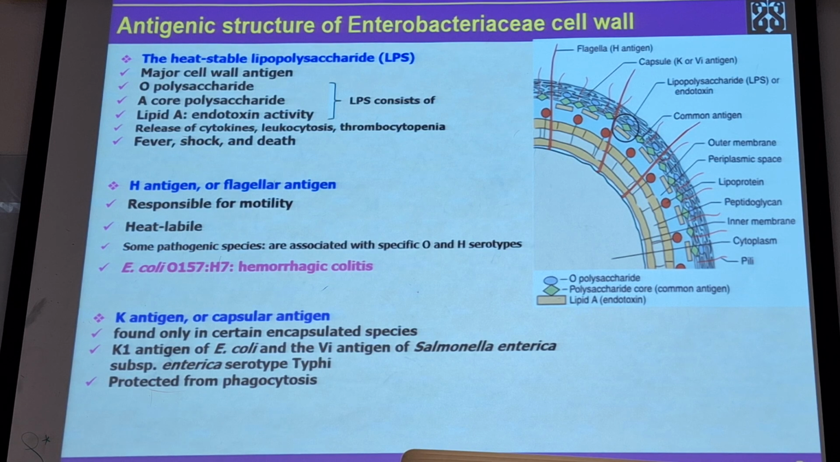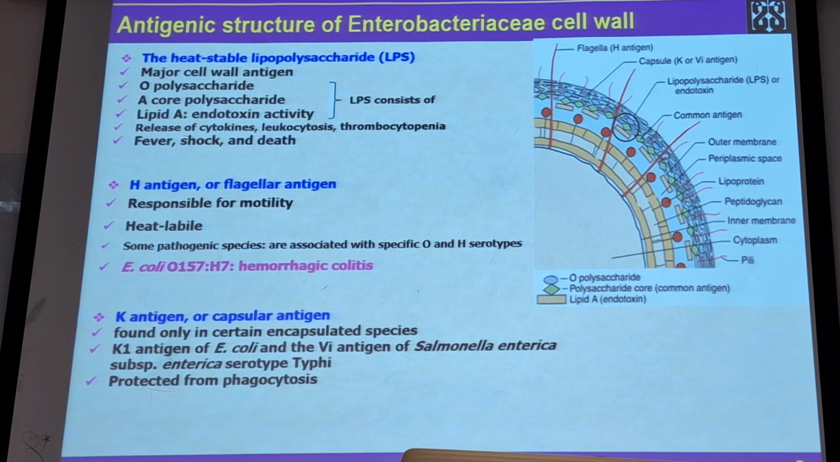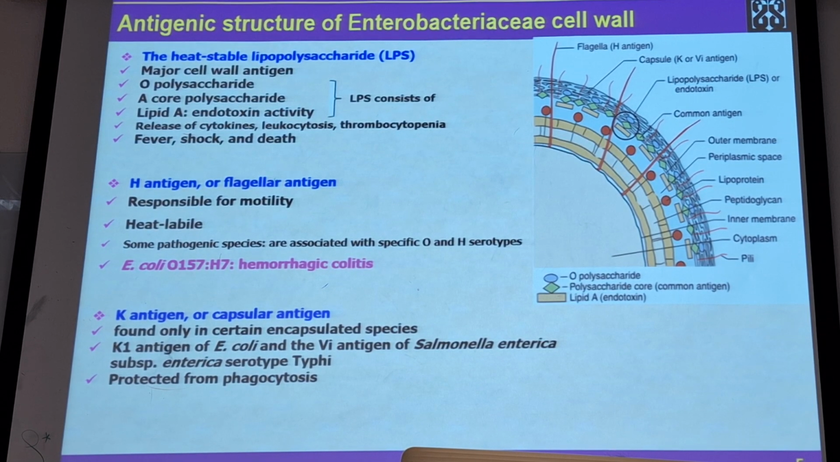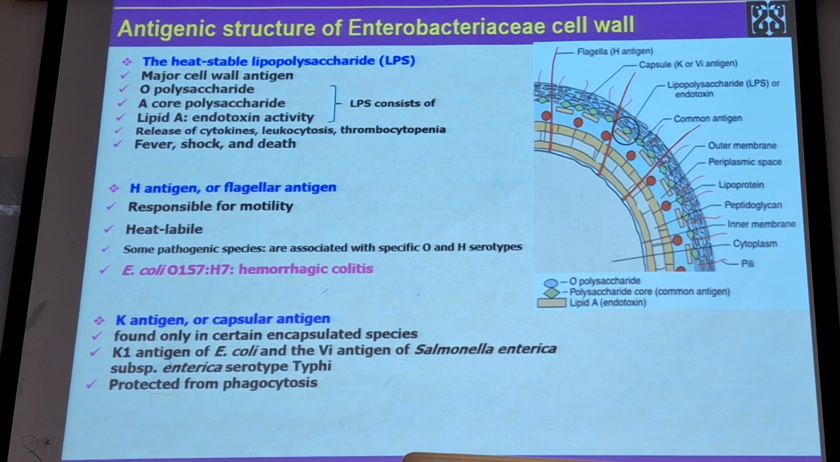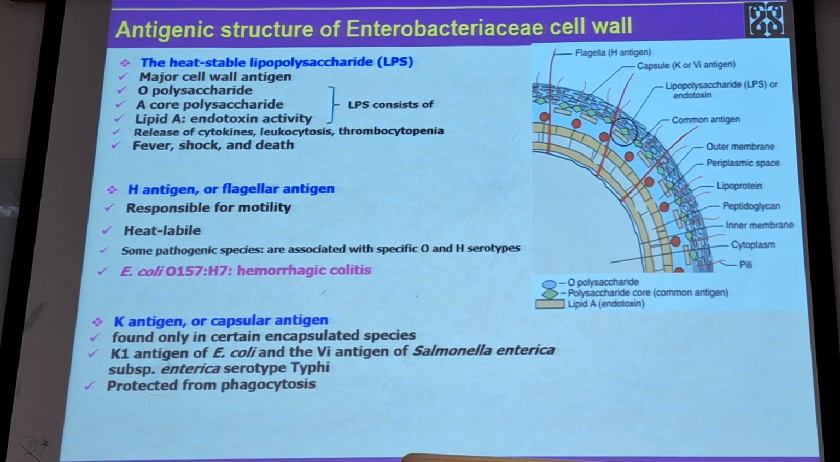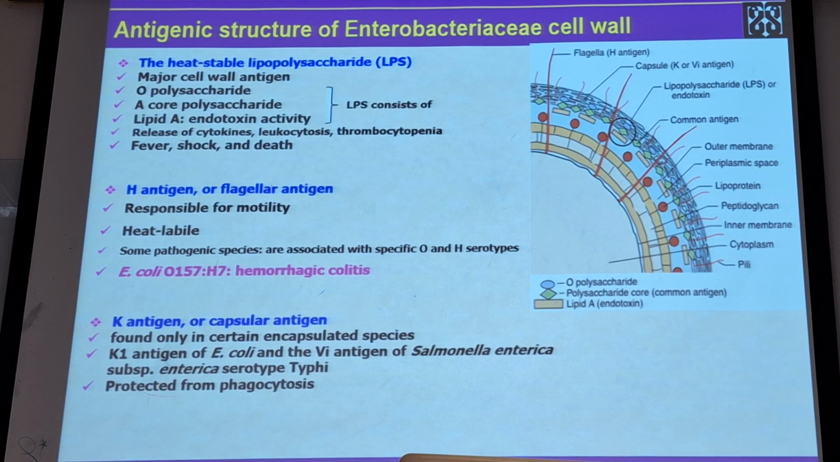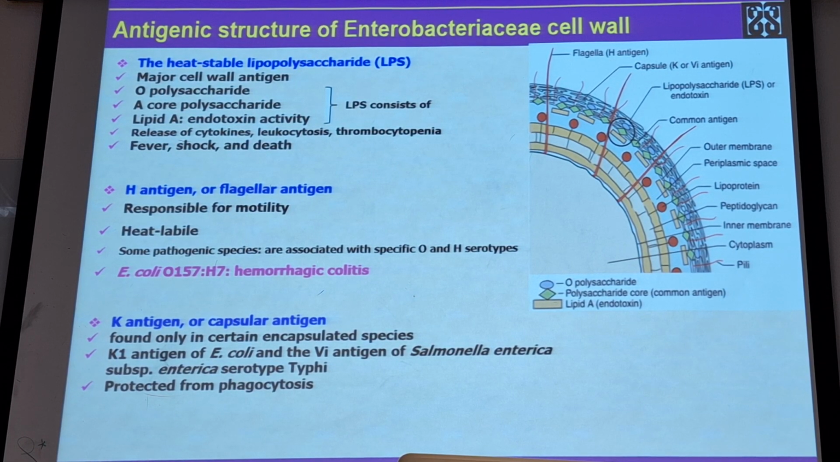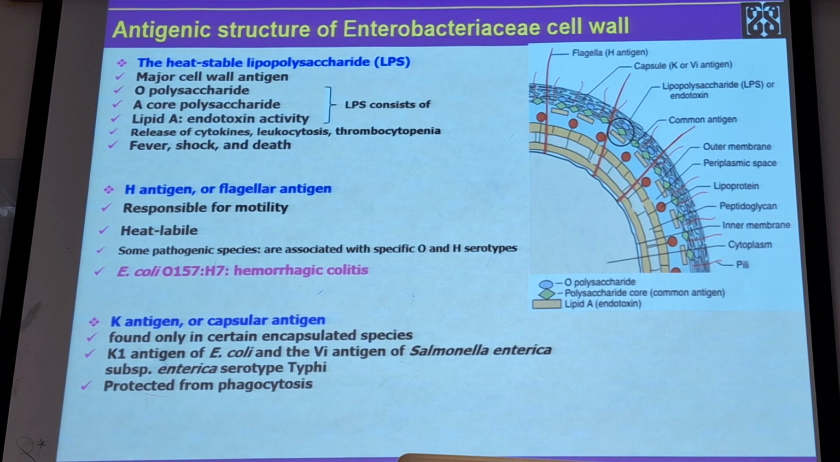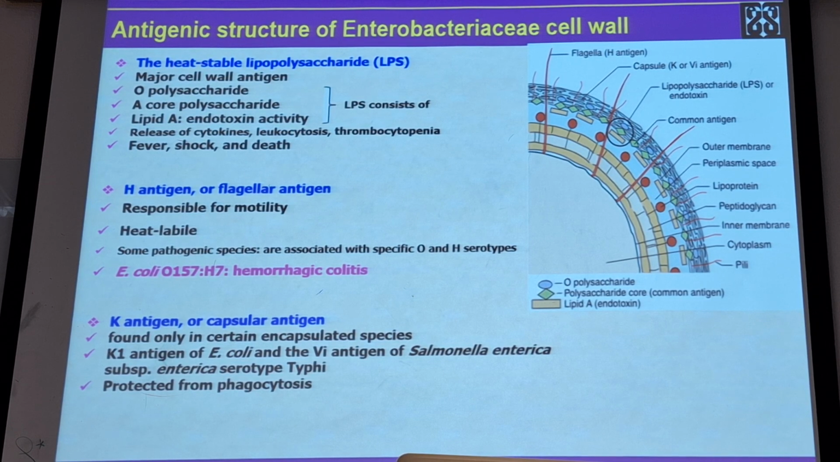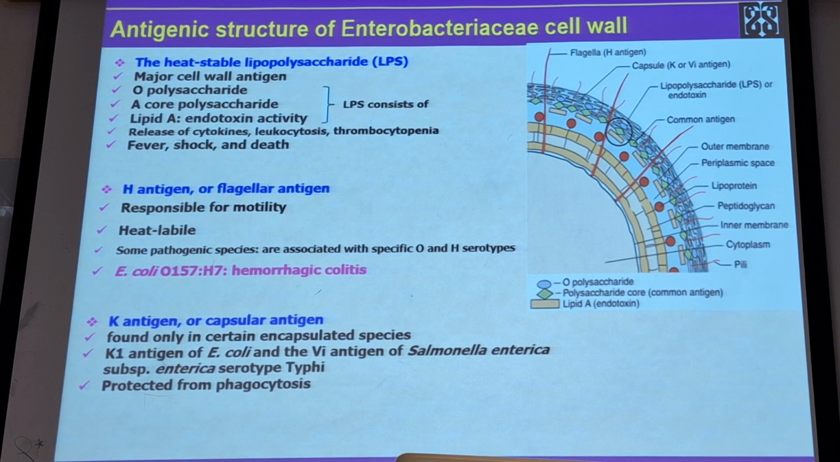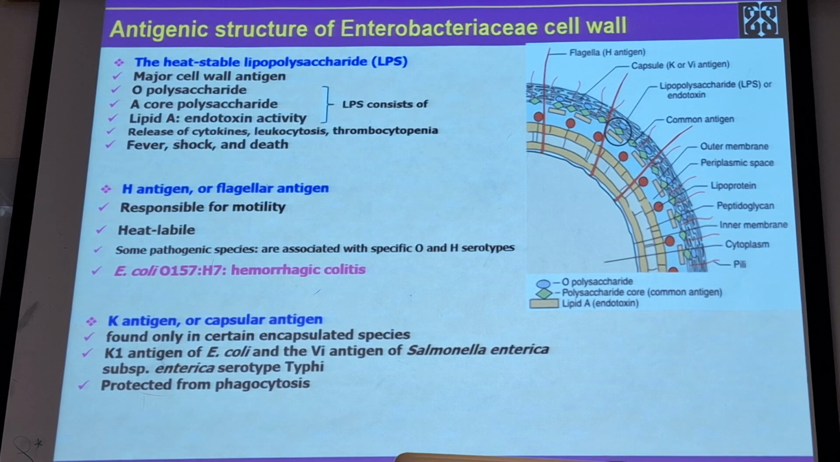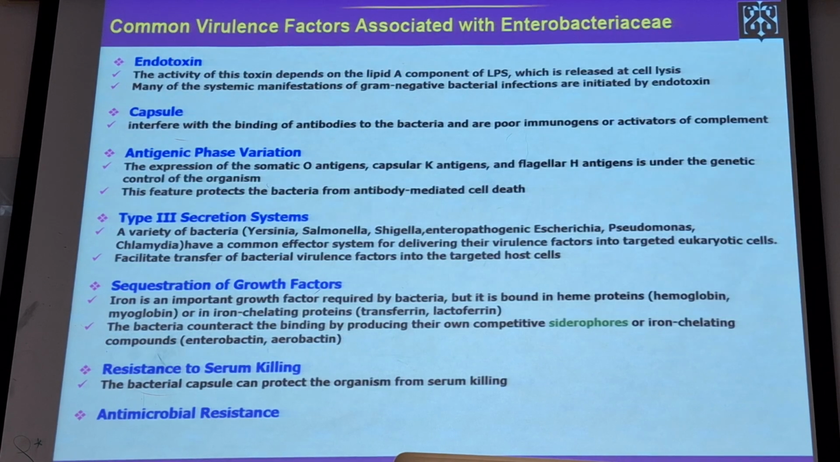The third antigen is the K antigen, or capsular antigen. This antigen is found only in certain species. For example, the K antigen was observed in E. coli, and the Vi antigen was observed in Salmonella enterica subspecies enterica serotype Typhi. As you know, the capsule interferes with phagocytosis.